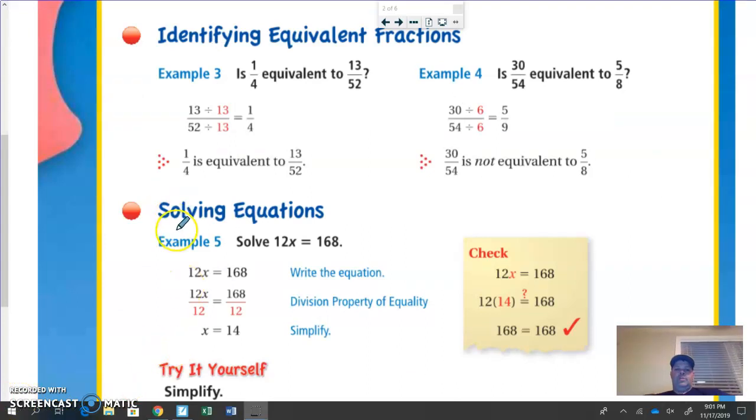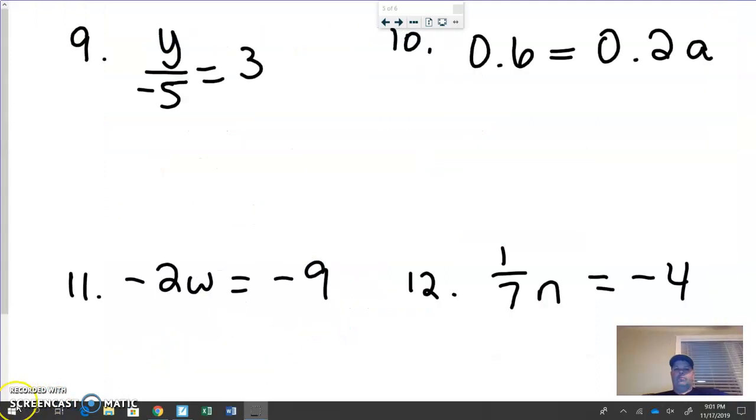The third thing which we must continue working on is solving equations. We're going to solve 12x equals 168. We write the equation, we use the division property of equality to get x all by itself. We know that x is 14. You do not have to check unless you have a question on these.